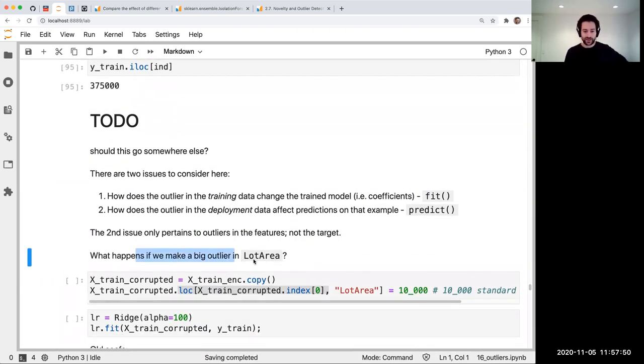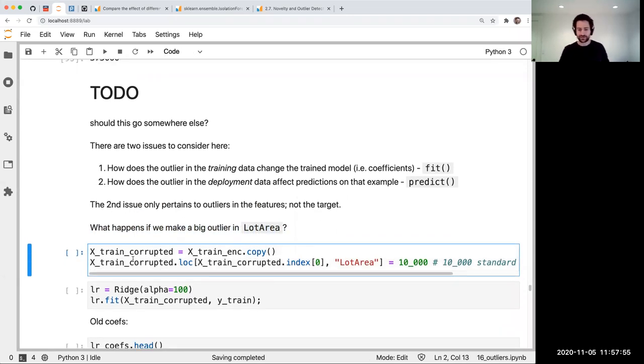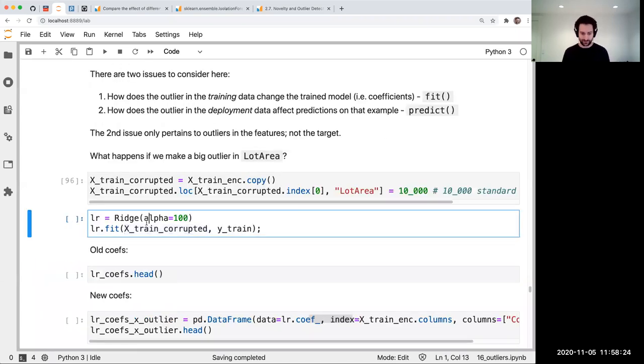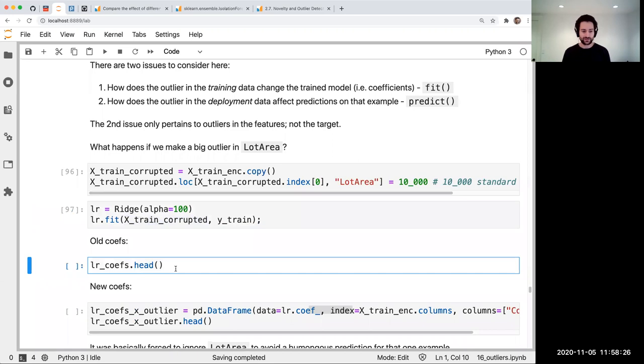Okay, so let's make a bigger outlier in lot area this time. So our real outlier in the real data set was 20 standard deviations above the mean. Let's make xtrain corrupted, where we ourselves make a copy of the training data and then change the lot area to 10,000 for the 0th example, to 10,000 standard deviations above the mean. So it's like the size of the whole Vancouver or something is this lot area. And what I'm going to do now is fit a linear regression on this corrupted version of the data set. And we're going to look at the coefficients.